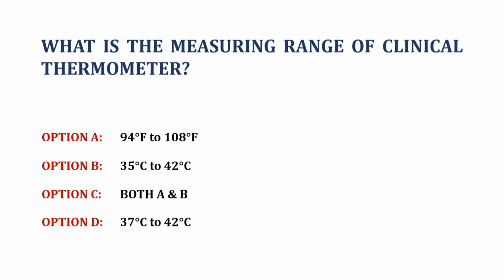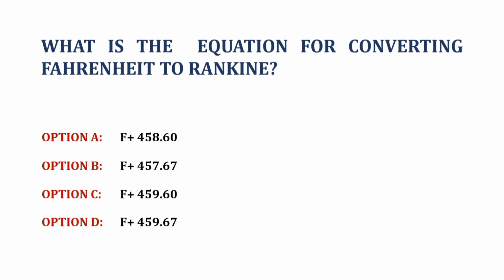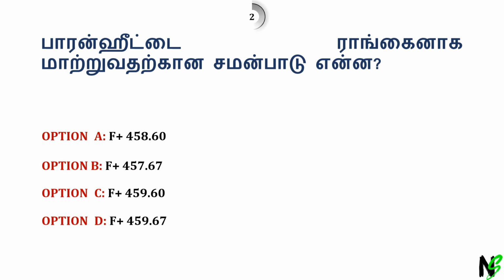What is the measuring range of clinical thermometer? Option C, both A and B. What is the average internal temperature of humans? Option B, 37 degrees Celsius or 98.6 degree Fahrenheit. What is the equation for converting Fahrenheit to Rankine? Option D, Fahrenheit plus 459.67.